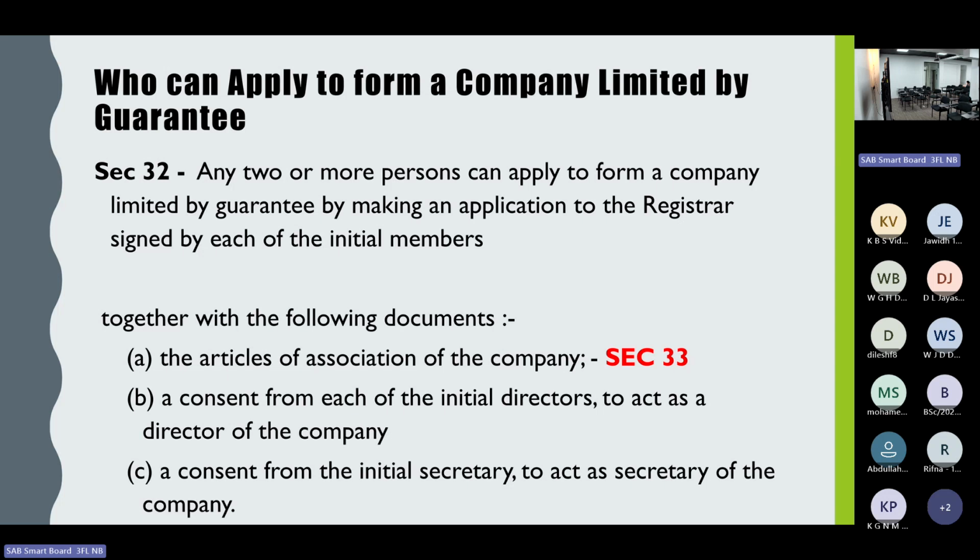By making an application, this is the same, right? For a guarantee company the application is form 5, for a limited company the application is form 1. Then there must be articles of association. Director's consent form 18, secretary's consent form 19, that must be there. So 5, 18, 19, articles of association. Limited company 1, 18, 19, articles of association.